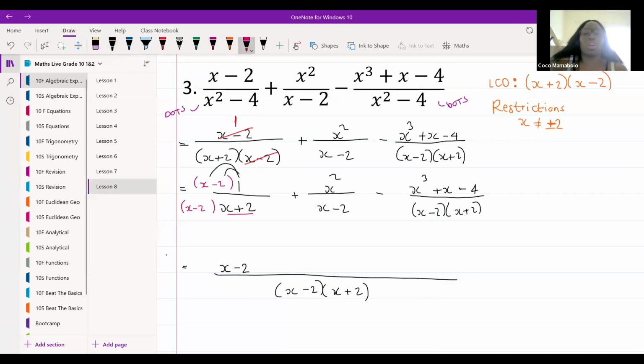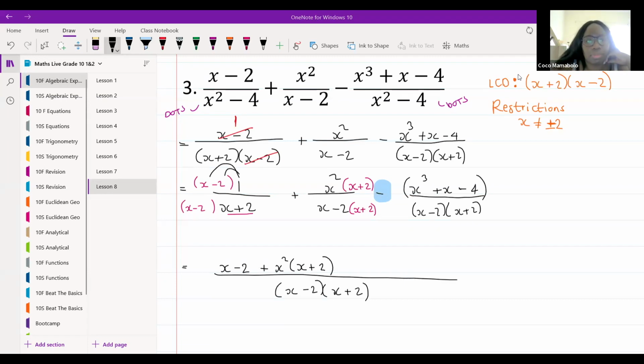Then I can go to this next one over here. I know that this next fraction is missing the x plus 2 part. So I now know that I have to multiply by x plus 2 here. So over here, I'm going to get plus x squared, open brackets, x plus 2. Now again, guys, we have a minus over here, which means everything over here needs to be put in brackets.